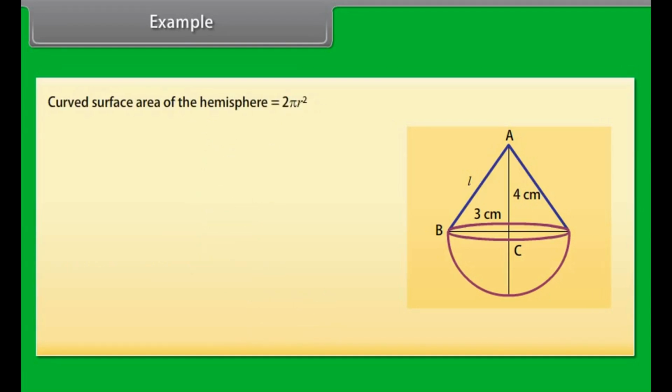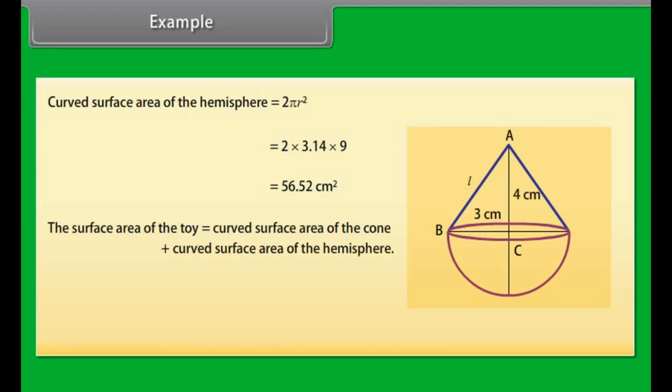Let's now find the curved surface area of the hemisphere, which is equal to 2 pi r square. So we get 2 into 3.14 into 9 is equal to 56.52 centimeter square. Hence, the surface area of the toy is equal to curved surface area of the cone plus curved surface area of the hemisphere. This is equal to 47.1 plus 56.52. This gives 103.62 centimeters square.